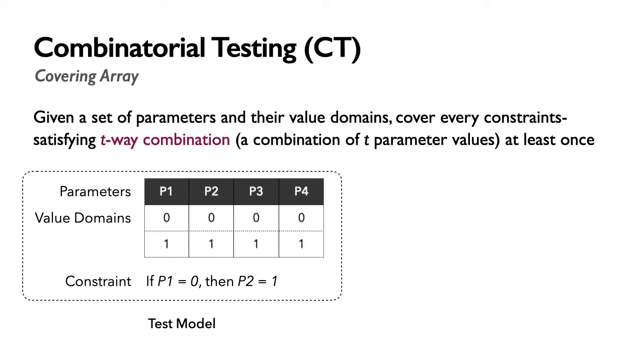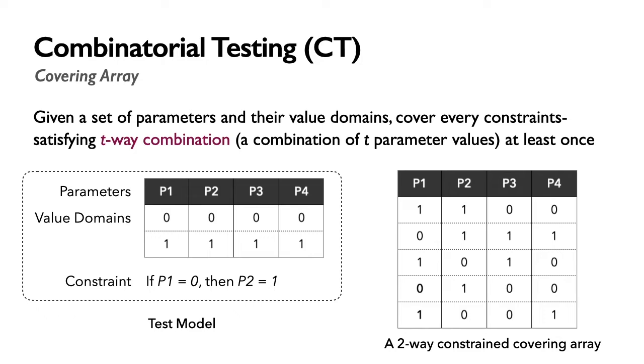We refer to a combination of T parameter values as a T-way combination, and a T-way covering array ensures to cover every valid T-way combination at least once. This table gives a 2-way covering array of the example, and from this table, we can see that all 3 valid 2-way combinations between P1 and P2 appear at least once in the array.